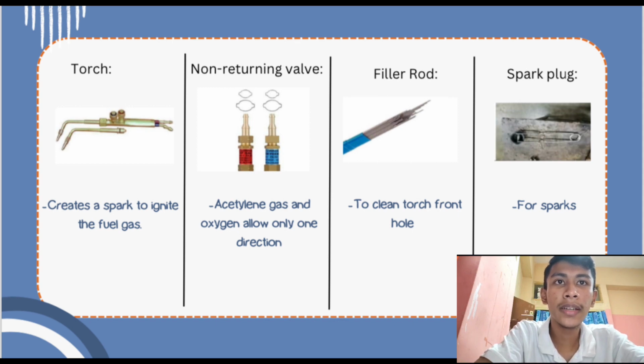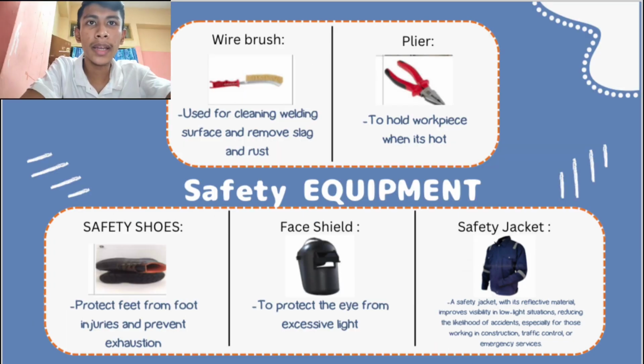Fifth, non-returning valve, acetylene gas and oxygen allowed only one direction. Sixth, filler rod to clean torch front hole. Seventh, spark plug for spark. Eighth, wire brush used to clean welding surface and remove slag and rust. Ninth, plier to hold workpiece when it's hot.